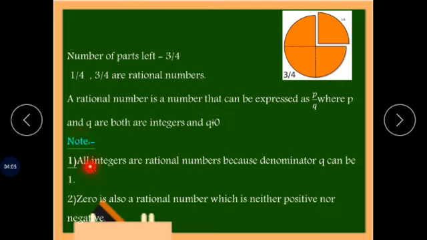You should remember that all integers are rational numbers because the denominator Q can be 1. Yes, 0 is also a rational number, which is neither positive nor negative. Now children, if I say, is 5 a rational number? Yes, 5 is also a rational number because 5 can also be written as 5 upon 1.